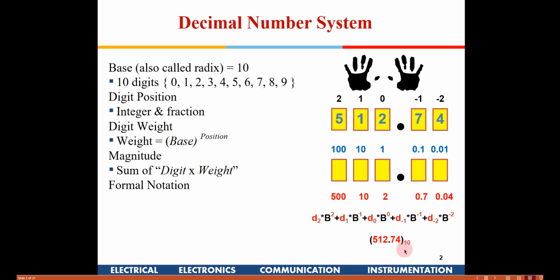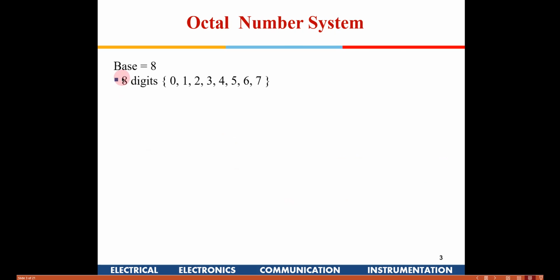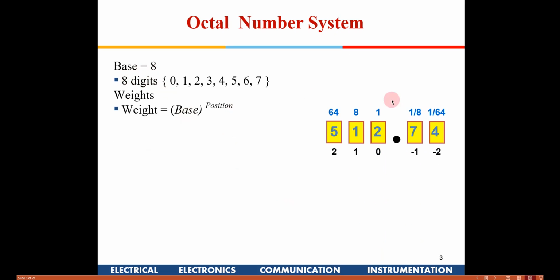If you understand this, the other number systems are all very similar, only that instead of 1, 10, 100, the weights change to 1, 2, 4 for a binary system, or 1, 8, 64 for an octal system, and so forth, which we will see shortly. Similarly, you can have base 8 digits.